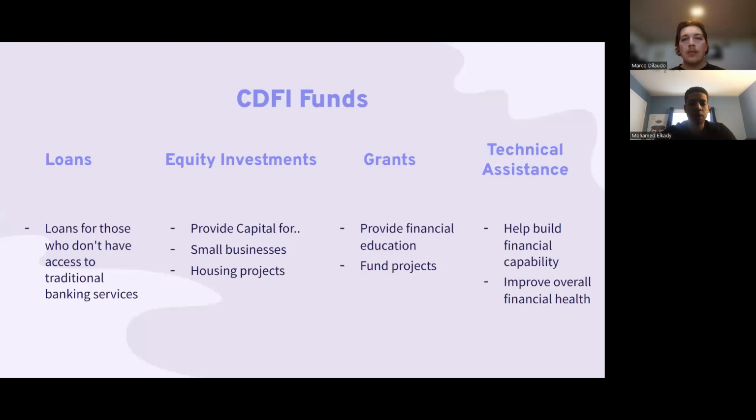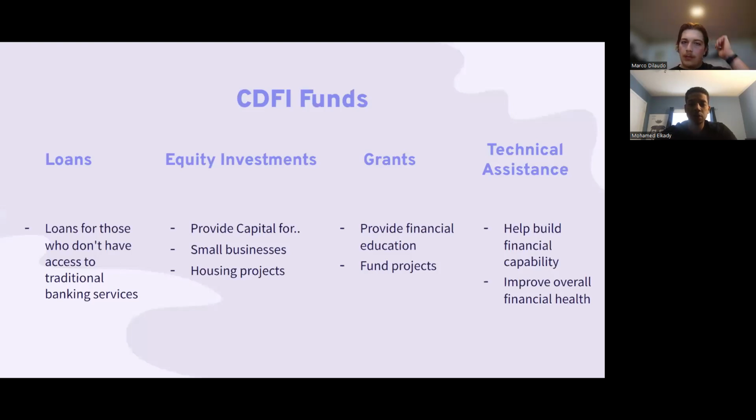covering unexpected expenses. Equity investments: CDFIs may also make equity investments in small businesses or affordable housing projects. These investments provide the capital necessary to start or expand a business or to develop new housing units that are affordable for low-income individuals and families.